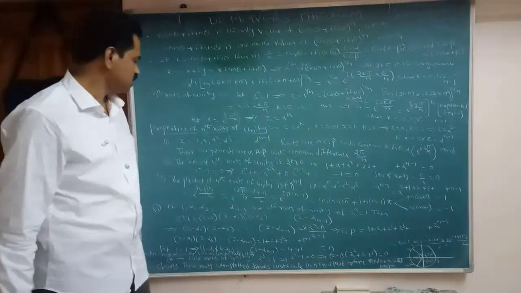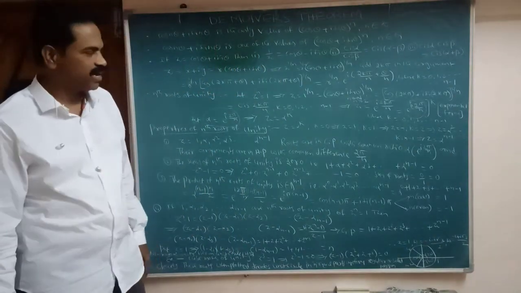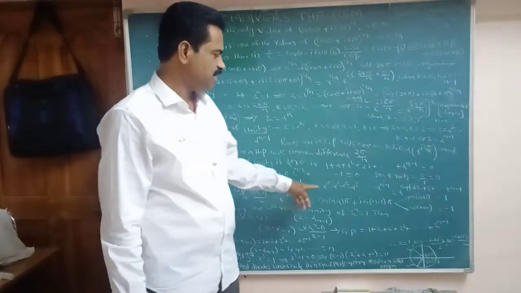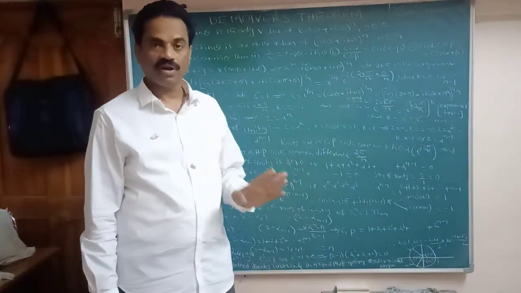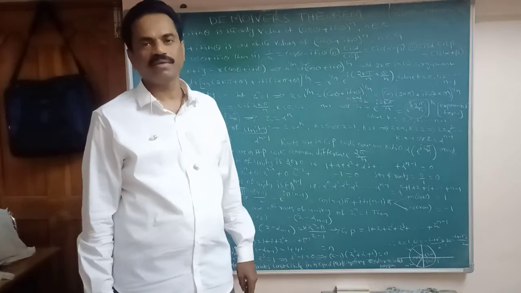Next, the product of the nth roots is minus 1 power n minus 1. See here, 1 is, I am taking here, alpha power 0, something power 0 is 1. Alpha power 0, alpha power 1, alpha power 2, and so on, alpha power n minus 1.